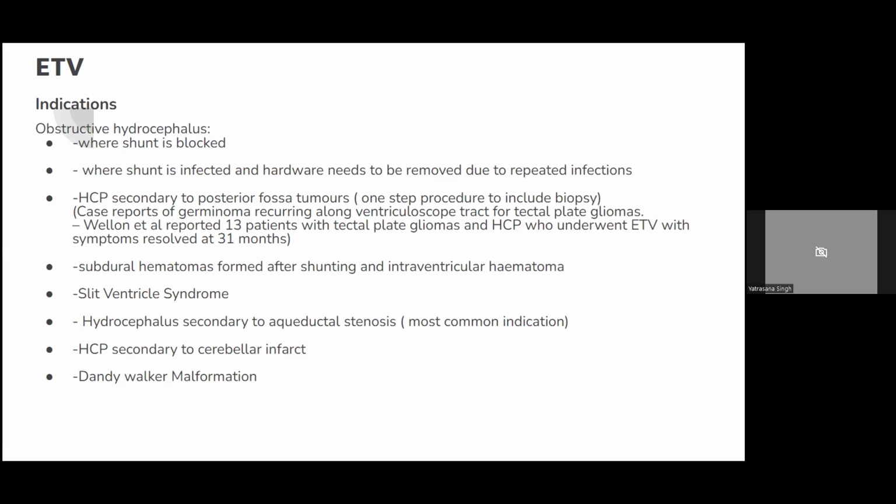Of note, case reports of germinoma recurring along the tract of the ventricular scope have been reported in about 13 patients who had tectal plate gliomas in a study done by Whelan et al., who underwent endoscopic third ventriculostomy with symptoms resolved at 31 months. Other indications include subdural hematomas formed after shunting and intraventricular hematomas, slit ventricle syndrome, hydrocephalus secondary to aqueductal stenosis, which is the most common indication, hydrocephalus secondary to cerebellar infarct, and Dandy-Walker malformation.